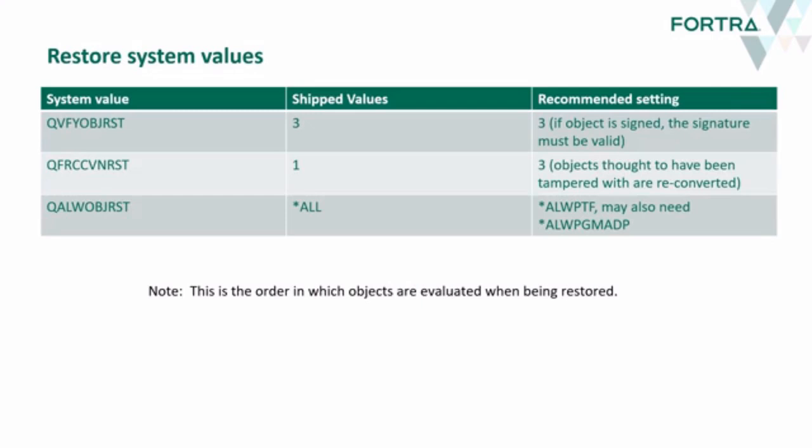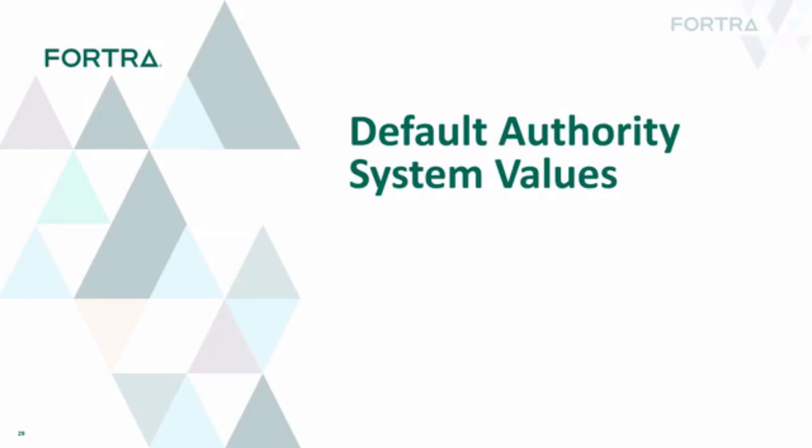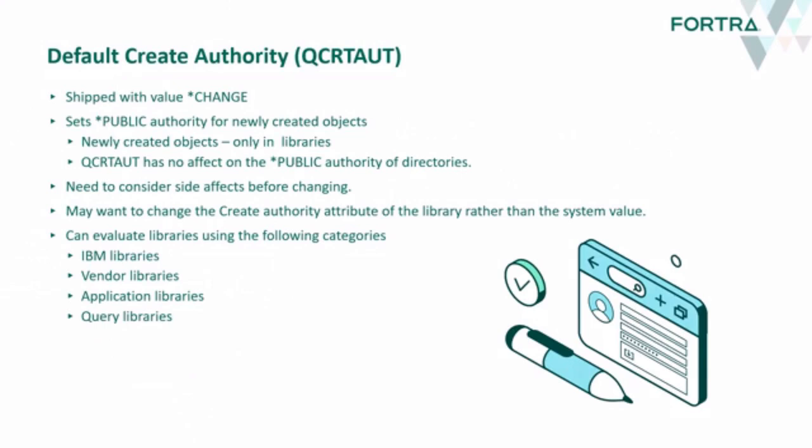Let's talk a little bit more about the authority to objects and how you actually access them once you're on the system. That default authority, that initial authority that gets set to any object that gets created onto the system, is set by that create authority system value. It's shipped at star change. Star change means that I can edit the data, I can change the data, I can delete the data out of files, I can manipulate data areas, right? Change is a pretty powerful authority to have on objects.